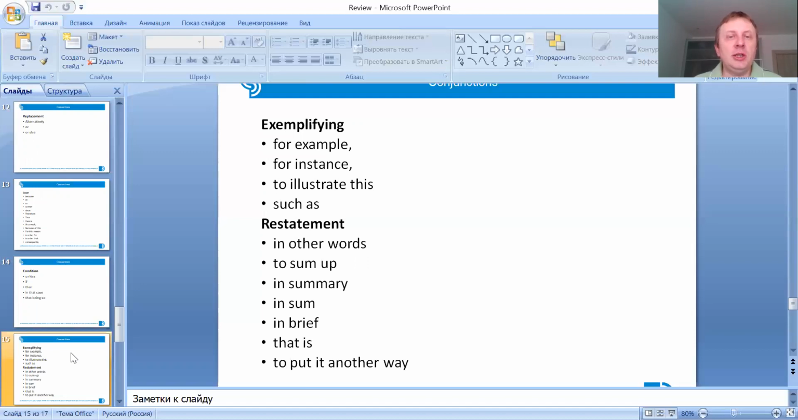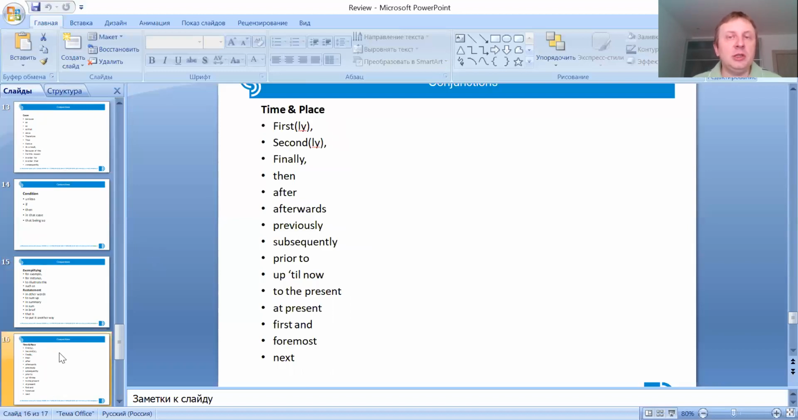Some more conjunctions that you may use in your review, for example, exemplifying, when you give examples. For example, for instance, to illustrate this, such as. The book writes about such places as London, Rome, Paris, and so on. Restatement: in other words, to sum up, in summary, in sum, in brief, that is, to put it another way. Such word combinations as in summary, in sum, in brief can be used at the end of your review, and some can be used in the middle of your review, for example.